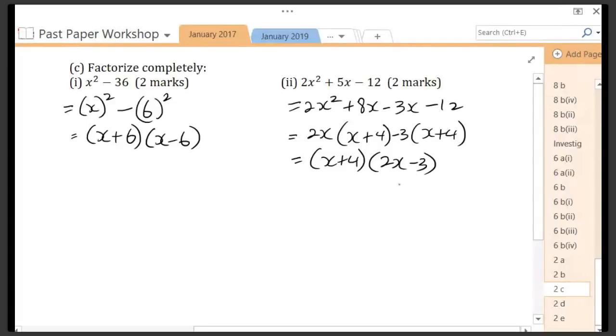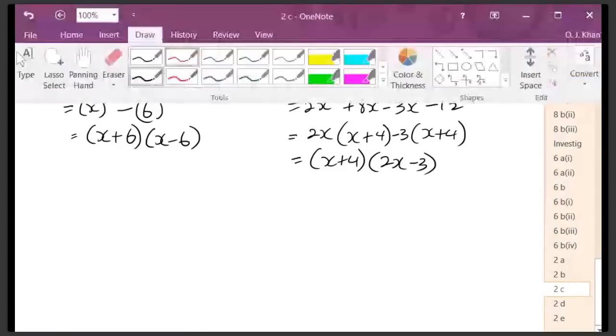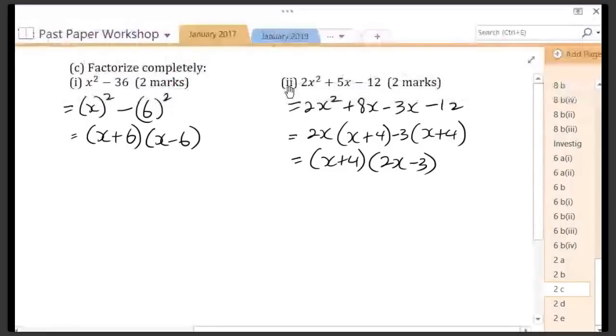All right, so let's go over it again. The rule states that factors of AC whose sum is B. So 2 multiplied by minus 12 is minus 24. We're looking for factors of 24 whose sum is B here. So I'm going to use 3 and 8. You could see them here. And we need to put them in a way that we'll get 5. So 8 minus 3 is 5.